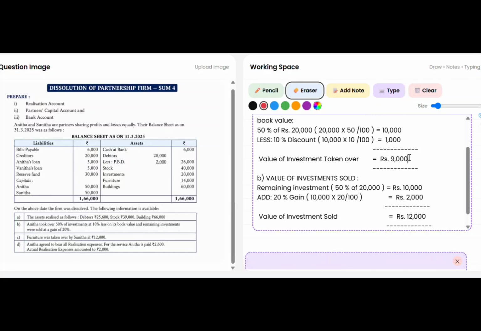The asset that is taken over will be transferred to that particular partner's capital account, that is Anita's capital account. The asset that is being sold will be recorded under the bank account. So this is how the treatment to be made for the investments that is being given here in the adjustment. That is 50% investments are being taken over and the remaining are being sold.